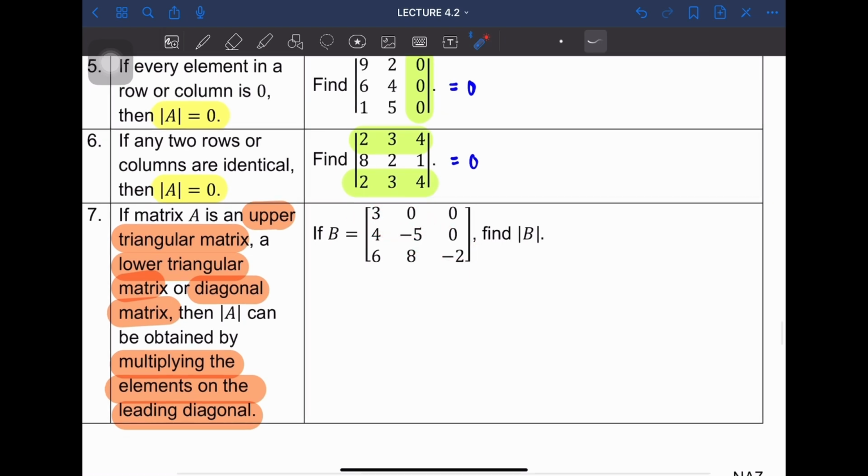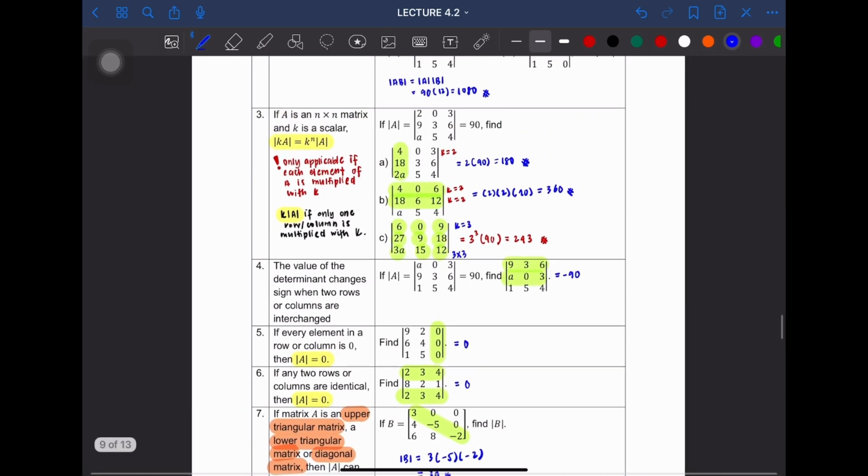Okay, so for example, we have this matrix B and they want us to find the determinant of B. Based on the properties, this is actually a lower triangular matrix, because we have elements on the lower triangular part and the rest of them are 0. So based on these properties, you can simply find the determinant by multiplying the elements on the main diagonal. So it's equal to 3 multiplied by negative 2 multiplied by negative 5 multiplied by negative 2, which gives us negative 60 as our determinant. Okay, so that's it for 4.2.